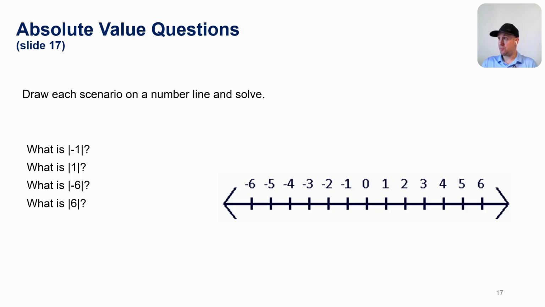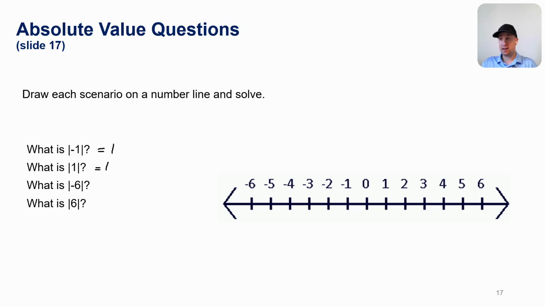So if I have the following series of questions that asks me to draw each scenario on a number line and solve for each of these different absolute values, we would say, for example, what is the absolute value of negative 1? Well, if I was to plot this on the number line, we can see that negative 1 is a distance of 1 unit, and we write it in the form of a positive, so it would be positive 1. Likewise, if I had the absolute value of positive 1, and I say, okay, how far away is that from 0? We would also say 1 unit, again written in the form of a positive.